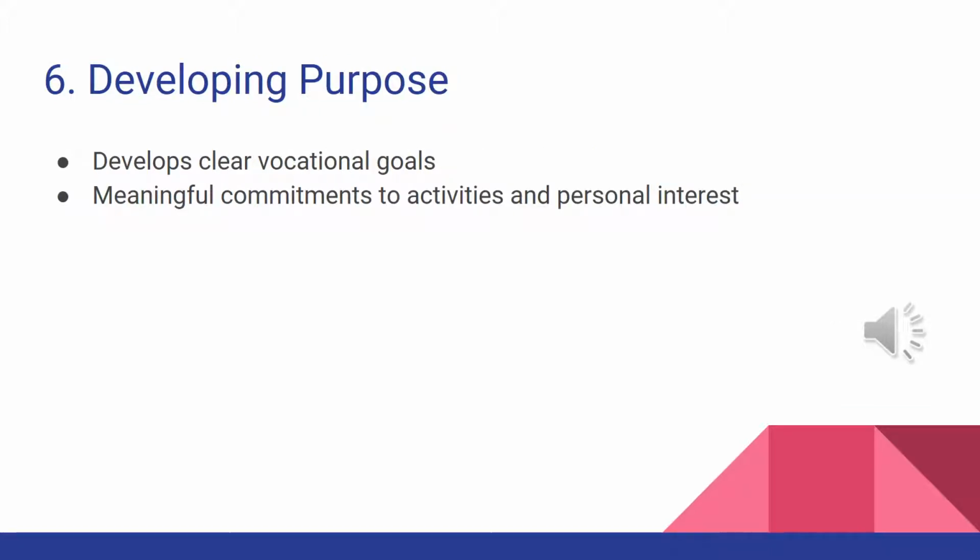Vector 6 is about developing purpose. In this vector, students develop clear vocational goals. They know what they want to do post-graduation potentially, or they at least have some kind of plan moving forward. They also make meaningful commitments to activities and personal interests. They do things because they want to do them, not because they think that they have to do them.